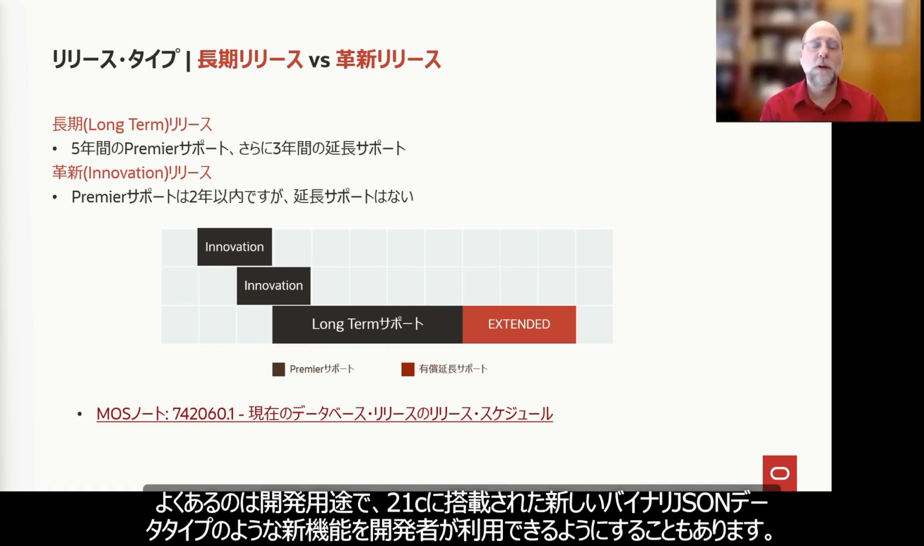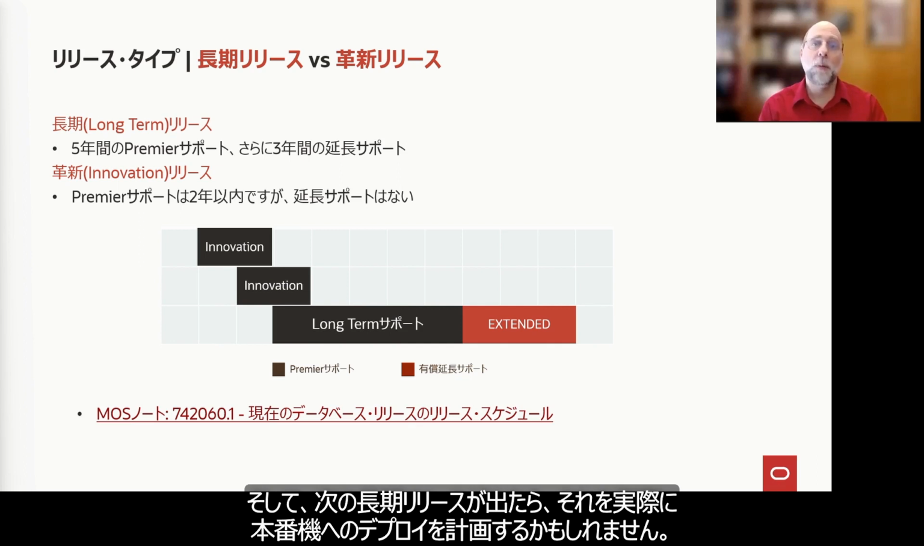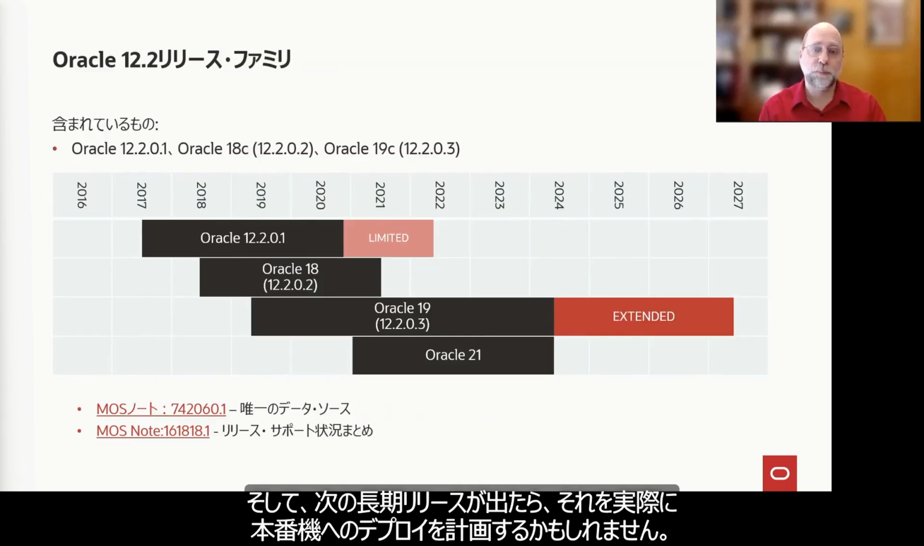So more often, those are going to be deployed in your development areas so that your developers can pick up new features like, say, the new binary JSON data type that's in 21, and maybe you'll plan on deploying that really in production once the next long-term release comes out.